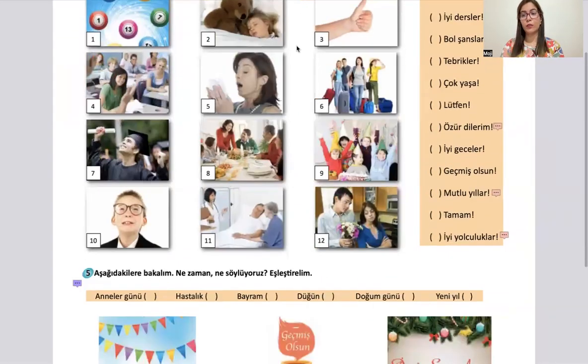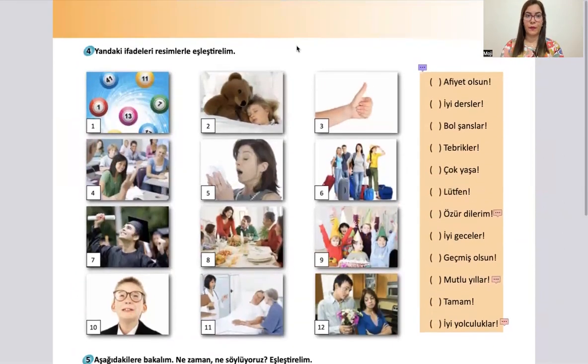Well, in this page, we are going to learn very important phrases. They are very important. Exercise four: Yandaki ifadeleri resimlerle eşleştirelim. Let's match the expressions on this side to these pictures. Well, we'll be talking about the expressions in here first, then you can match them because I'm going to tell you the mix.